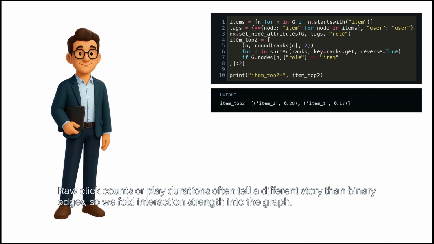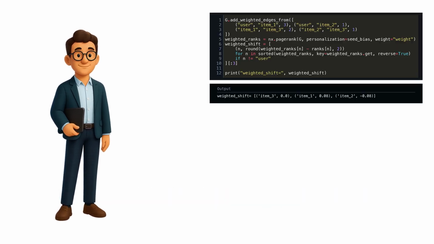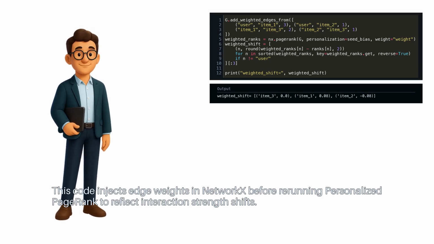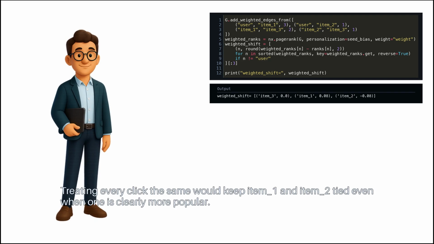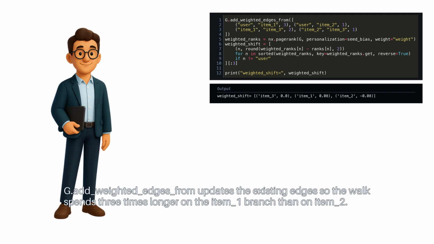Raw click counts, or play durations, often tell a different story than binary edges, so we fold interaction strength into the graph. This code injects edge weights in NetworkX before rerunning personalized PageRank to reflect interaction strength shifts. Treating every click the same would keep item 1 and item 2 tied, even when one is clearly more popular.